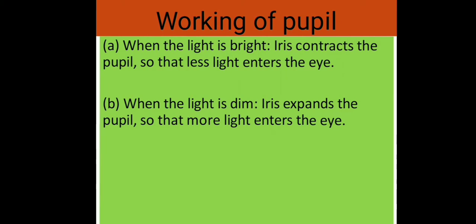Here, the pupil of an eye provides a variable aperture whose size is controlled by the iris. Actually, when the light is bright, the iris contracts the pupil so that less light enters the eye. And when the light is dim, the iris expands the pupil so that more light enters the eye. The pupil opens completely when the iris is relaxed.